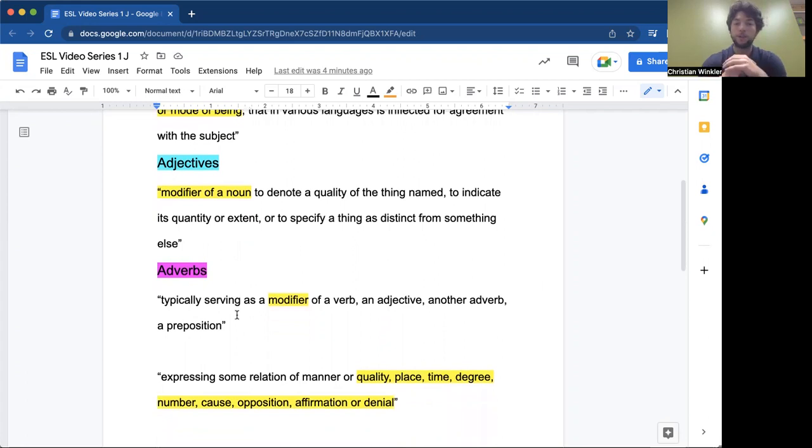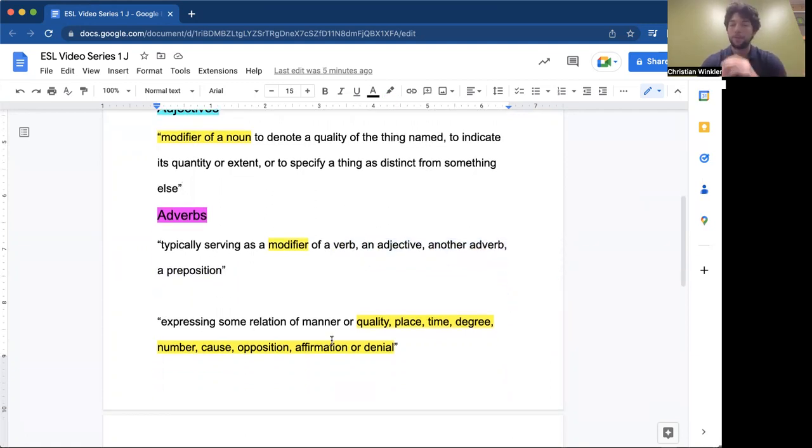Adverbs: typically serving as a modifier of a verb, an adjective, another adverb, or a preposition. That's one thing: typically we think of adverbs as modifiers of verbs, but they can also modify a lot of other things. And then the other part of the definition here: expressing some relation of manner or quality, place, time, degree, number, cause, opposition, affirmation, or denial.